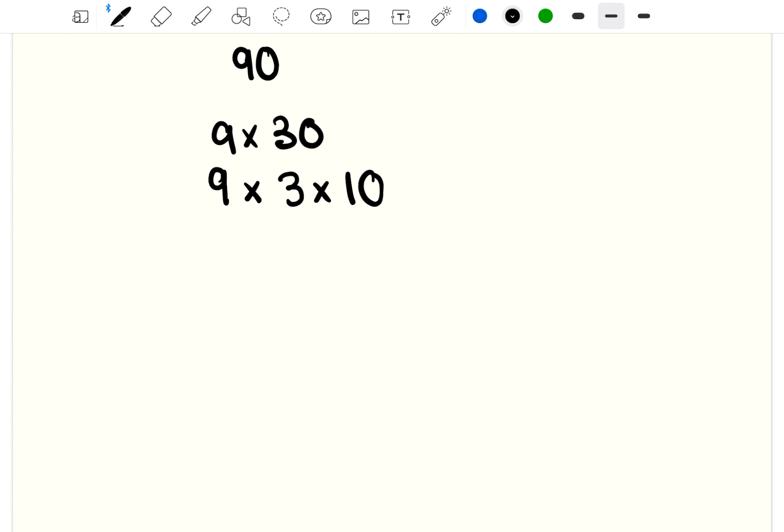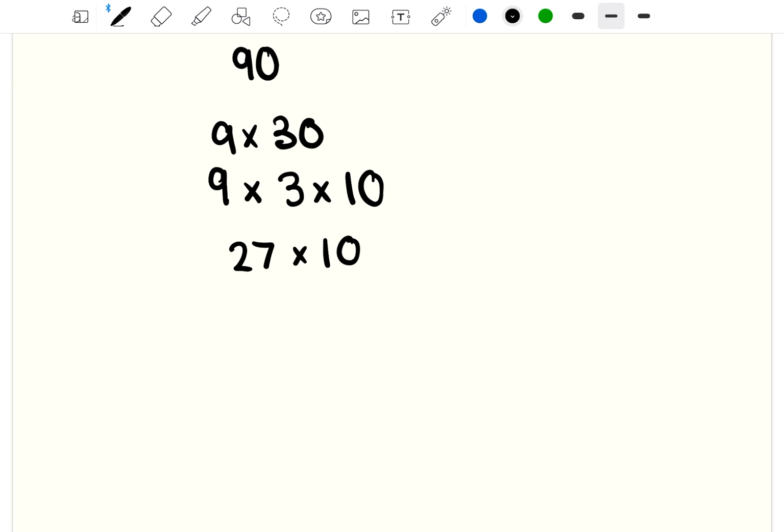Does this make it easier to solve? Well, it does, right? Because we can easily work out 9 times 3, and then we know how to multiply by 10, right? Whenever you're multiplying by 10, all you need to do is just shift the decimal point. So if I can do 9 times 3 and then multiply by 10, that's a really easy way of working out this question. So what's 9 times 3? 9 times 3 is 27. Then I still need to multiply by 10 as well.